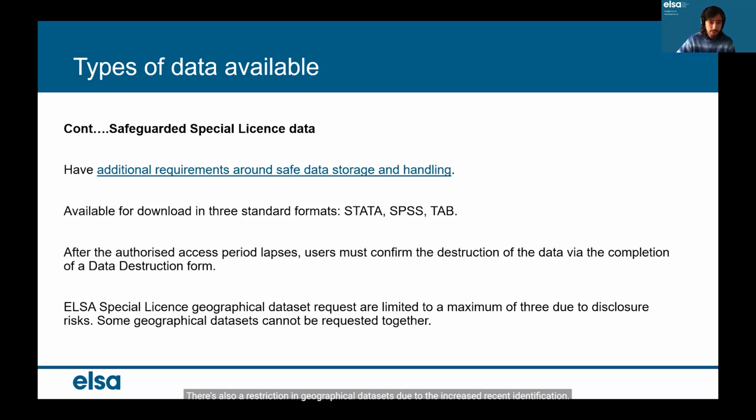There's also a restriction in geographical datasets due to the increased risk of identification. For example, ELSA special license geographical datasets have a maximum limit of 3 per project, and some geographical datasets cannot be requested together. You will find this information when applying for the data.